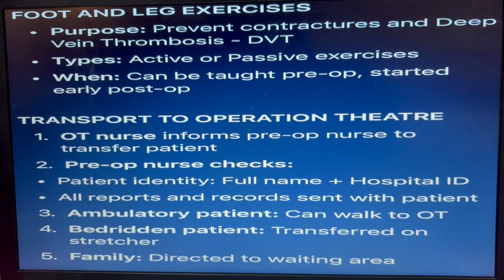Okay, next, foot and leg exercises are simple but very important. Ankle pumps and leg movements prevent blood clots and stiffness when the patient is immobilized. When transferring to OT, patient safety is key, and we use two identifiers, name and hospital ID. All records go with the patient. If the patient can walk, they go ambulatory. If not, we use a stretcher. Family are sent to the waiting area and informed about the surgery.